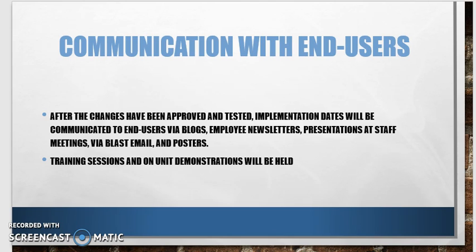After the changes have been approved and tested, implementation is going to begin, and you're going to contact the end users by blogs, newsletters, presentations at staff meetings. You can do blast emails, you can do posters, and you're going to set up training sessions, and then you're also going to set up on-unit demonstrations. These are all important because you want to get employee and end user buy-in, and so it's important that you have visibility so the staff know that you are there to help them.